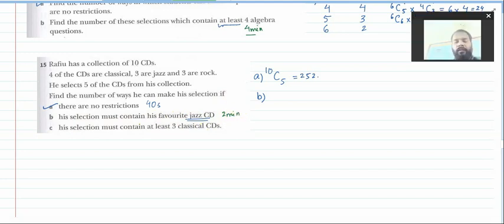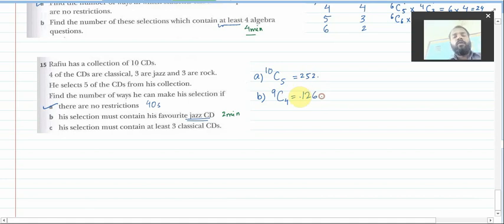Alright class, now the one jazz CD is mandatory, so out of 5, he needs to select 4 of them, right? Because one jazz CD has already been picked. So the options he has are not 10, it's 9, and he needs to pick 4 of them. So 9 combination 4 gives you the value of 126. Now there are 126 ways that he can select 5 CDs where 1 CD is from the jazz collection. Alright. After that we have part C here.